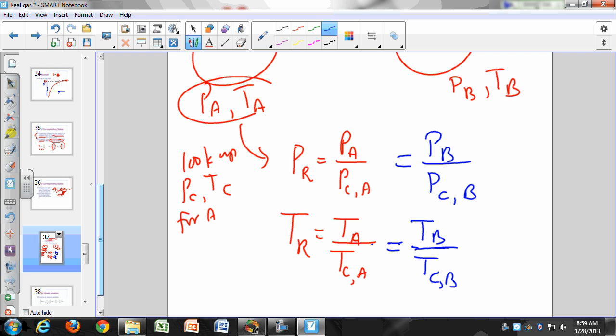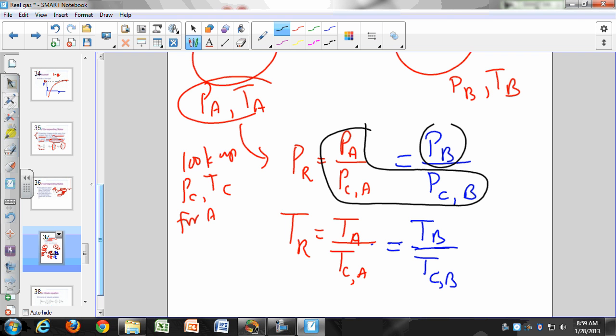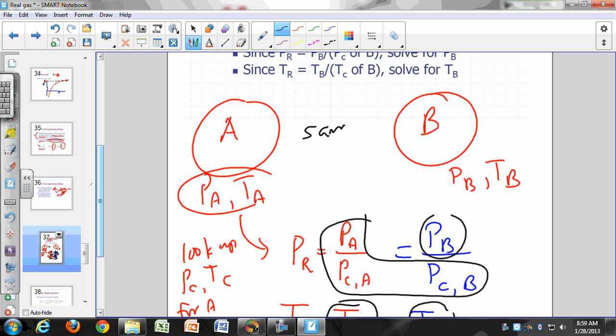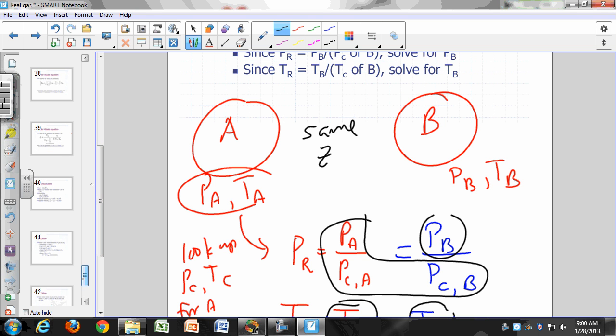Okay? So how do I solve for PB and TB? I just use this equation right here, right? Solve for the pressure of B that corresponds to P sub A. That's how you would figure it out. And solve for the temperature of B that would correspond to T sub A for gas A. Once you know PB and TB, then these two gas samples are going to have the same Z. Right? Let's see.